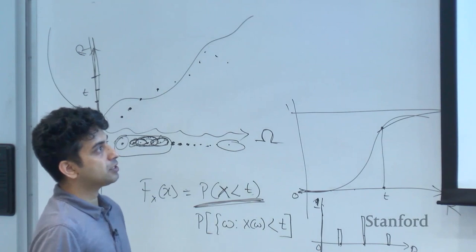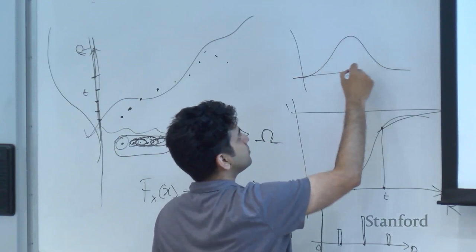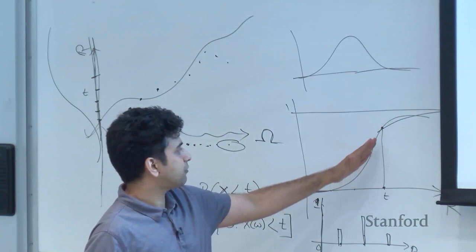Similarly, if it's a continuous value, then you have a probability density function. And the probability density function is basically the derivative of the cumulative distribution function, or the CDF.